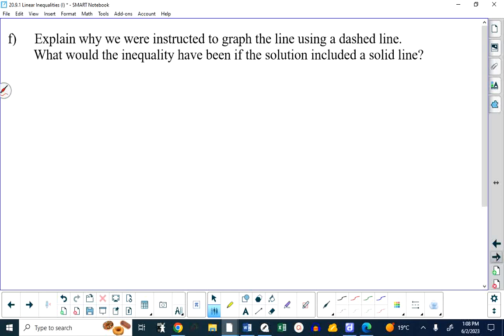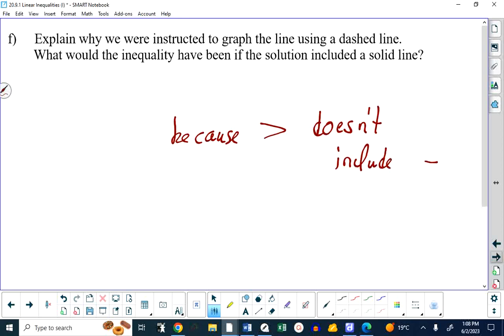Why were we instructed to graph the line using a dashed line? Because that doesn't include equal. If the inequality doesn't include equal, you're going to use a dotted line or a dashed line. If the inequality does include equal, then you're going to use a solid line.